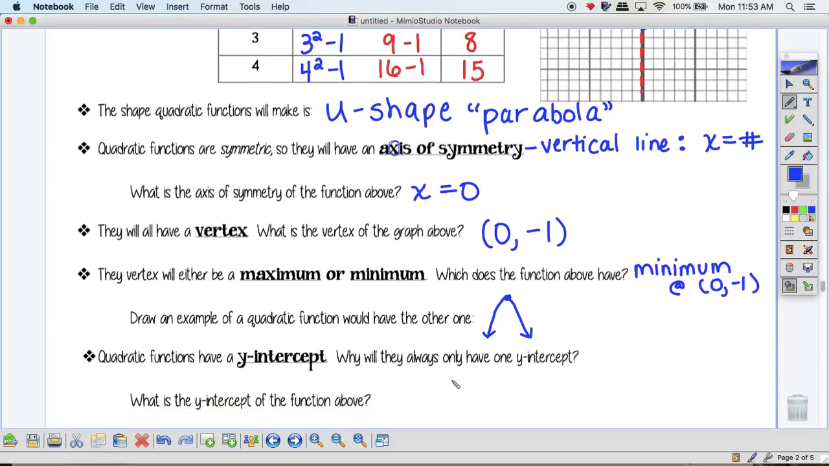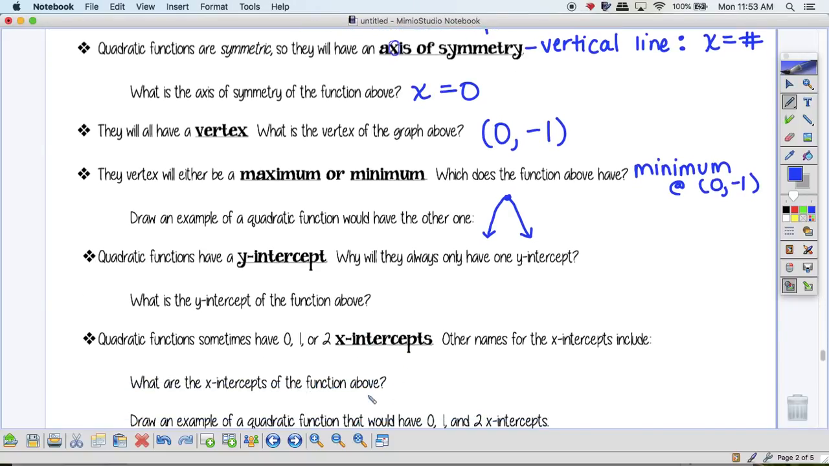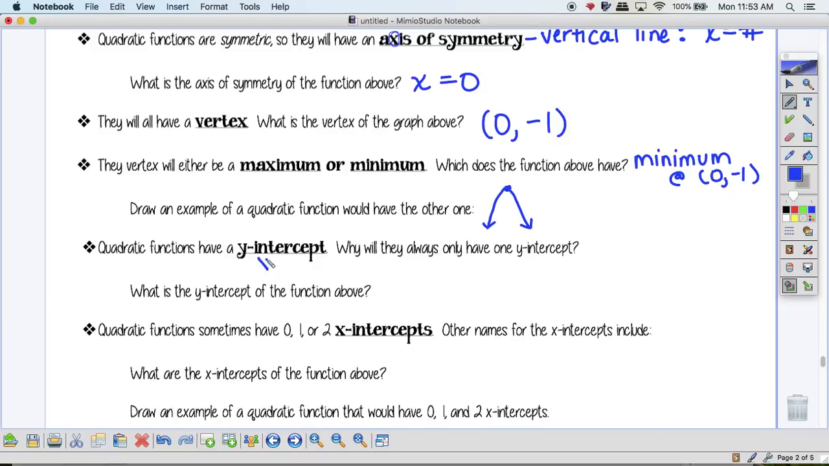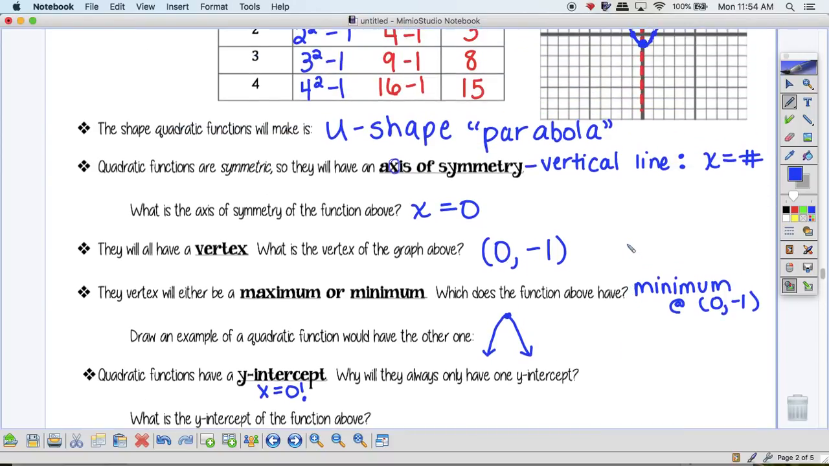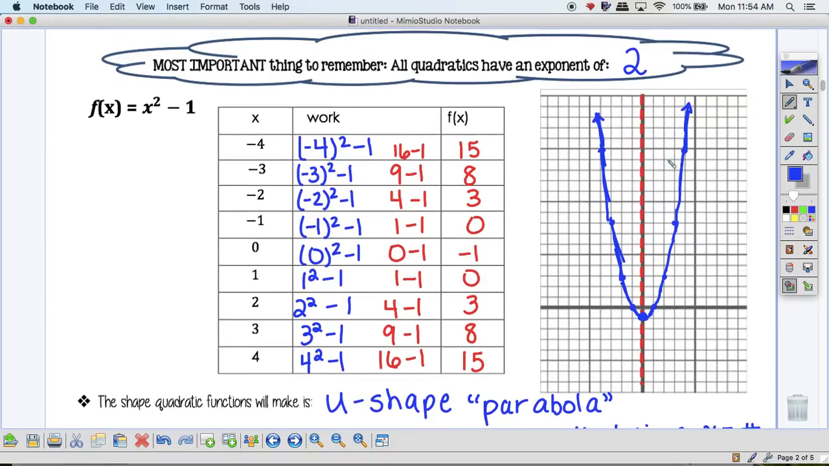Quadratic functions will have a y-intercept. What do we always remember for y-intercept? I hope you remember for y-intercept, we always remember x equals 0. I told you that was going to keep coming up over and over and over. Okay, so x equals 0 for a y-intercept. Why do you think there will only ever be one y-intercept for a quadratic function? The key word there is because I said quadratic function.